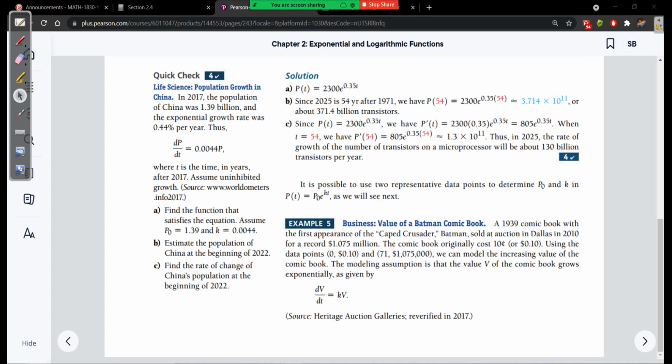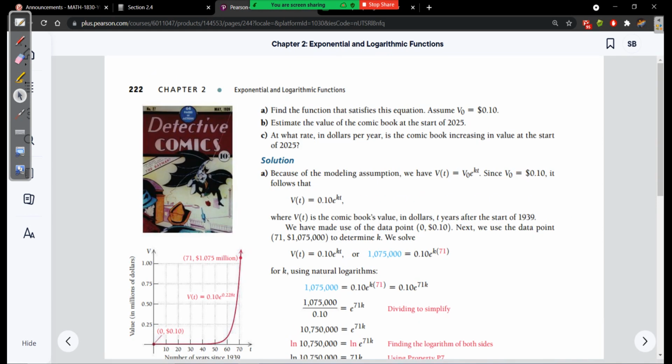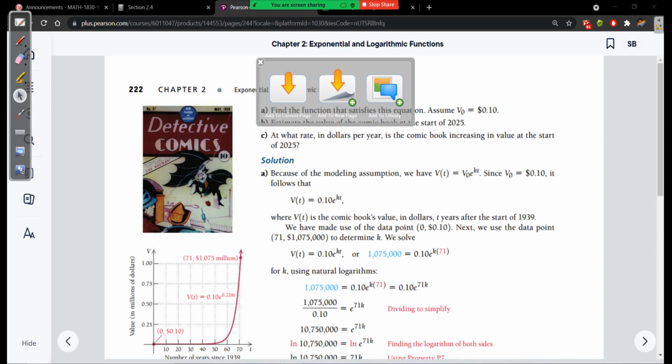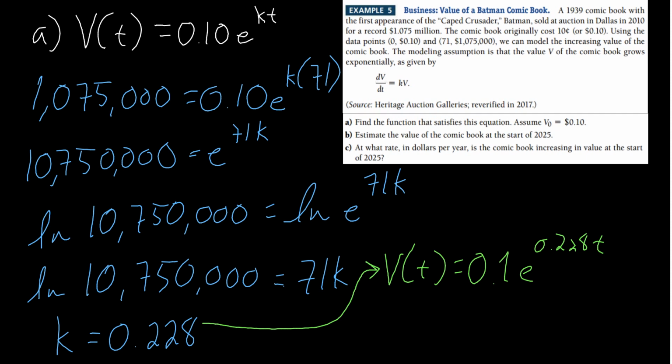This is kind of unfortunate that I have to go to the next page to snip the actual problems here. Hopefully I can fit B and C on this one page. That's A. All right, so B, we want to estimate the value of the comic book at the start of 2025. Okay, that's perfect.